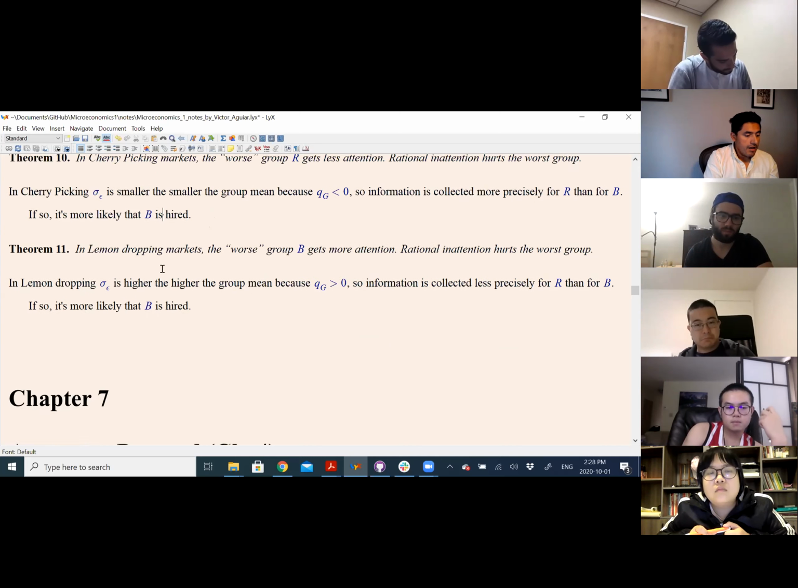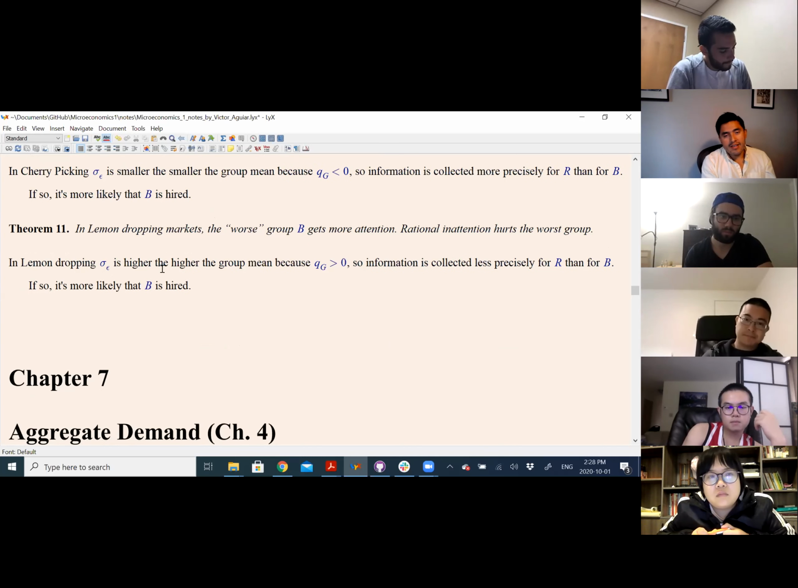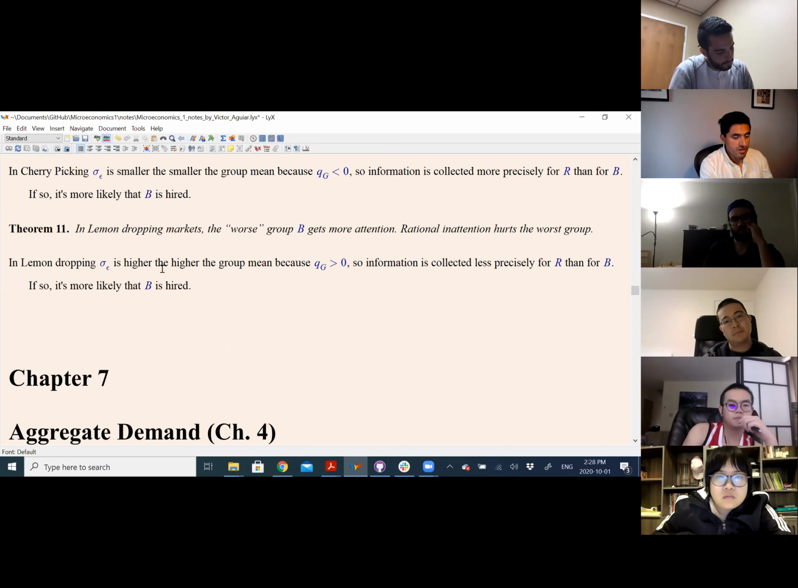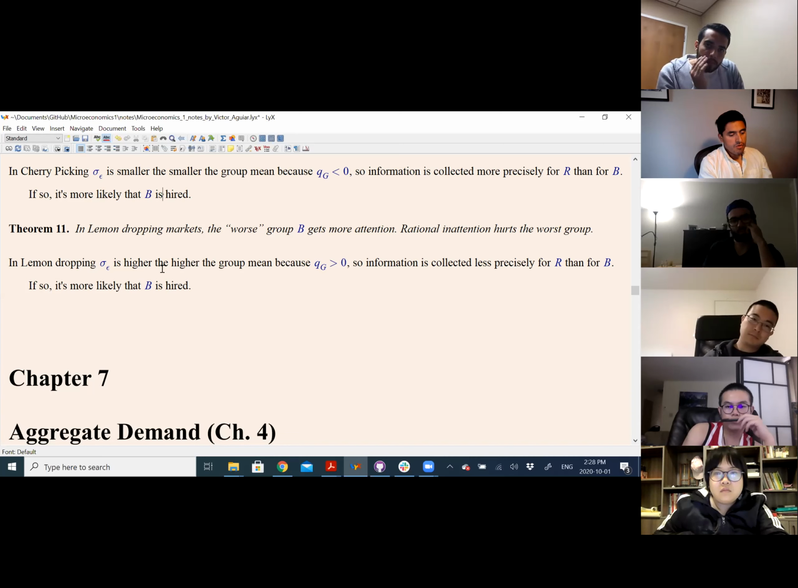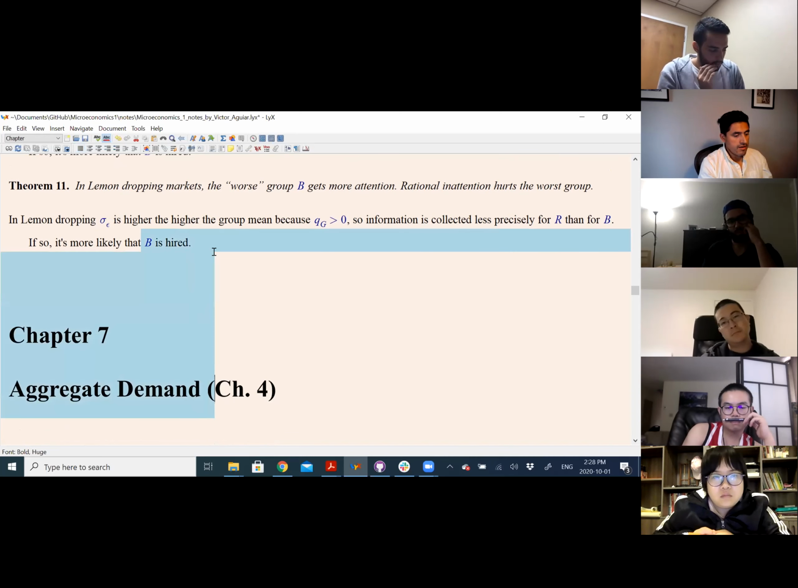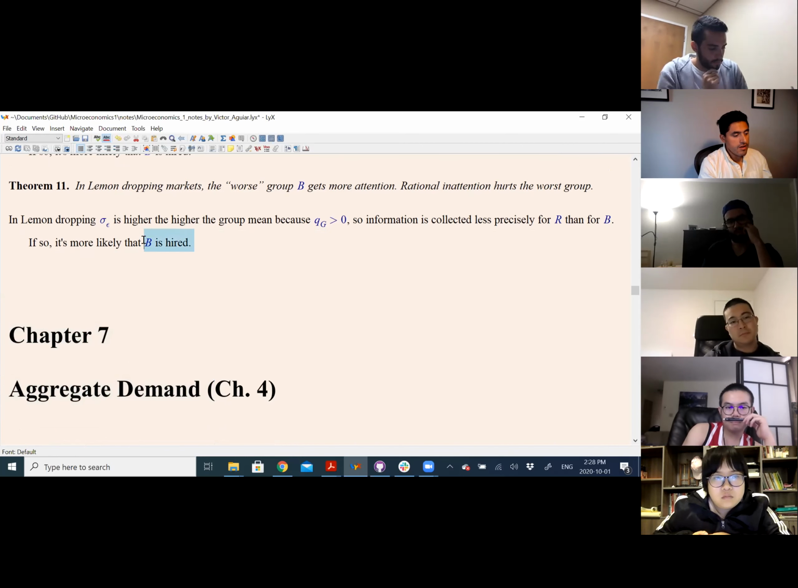Okay. And lemon dropping is actually this is the market of landlords, right? So lemon dropping means that actually the worst group B gets more attention, rational attention, versus the worst group. So lemon dropping, the higher the group mean, the more information is collected, right? And then it's more likely that B gets higher anyway.